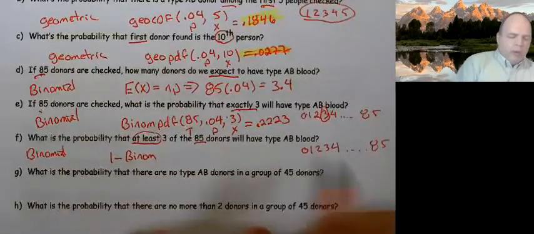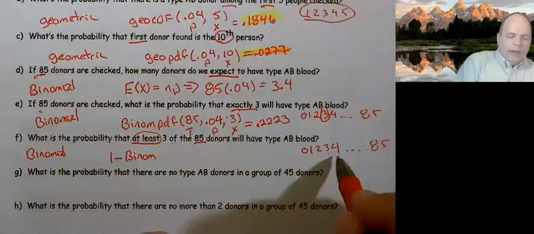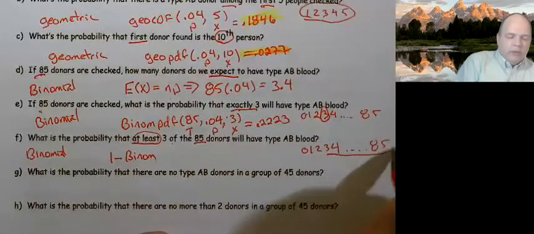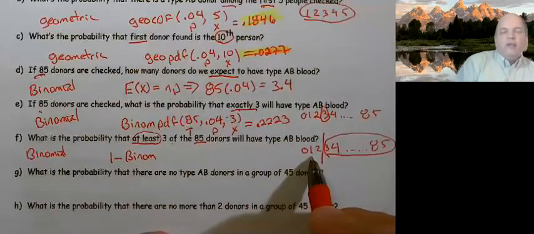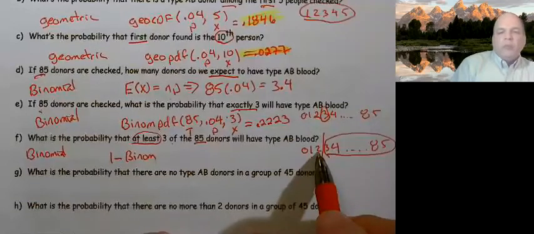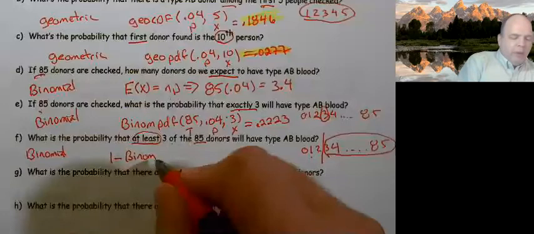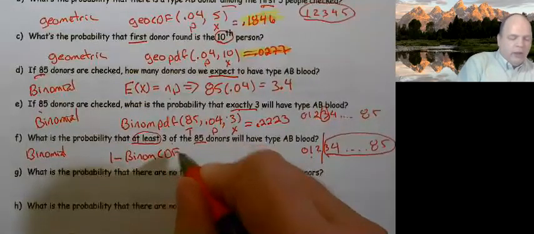So I circle what I want. I want at least 3. That means 3, 4, all the way to 85 satisfies. And what doesn't satisfy is anything less. So we're going to subtract out what we don't want. And the highest number we don't want is 2. And anytime you're working with a binomial with an at least, it's going to be a CDF. So all at least are CDFs.